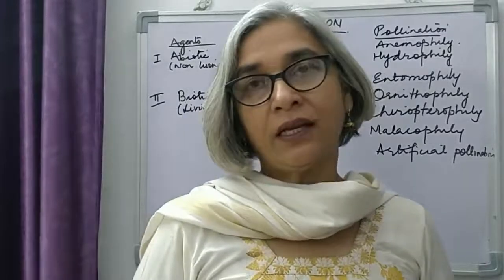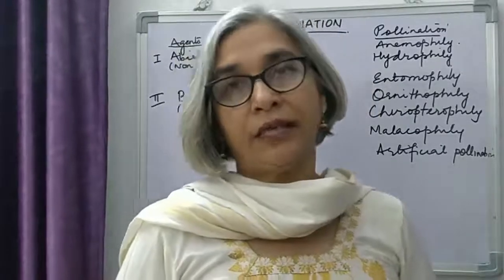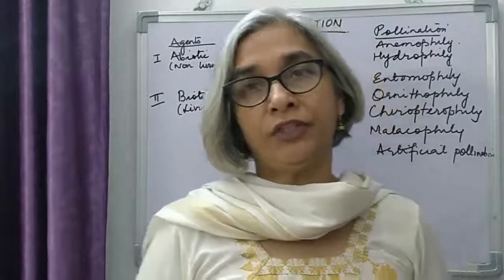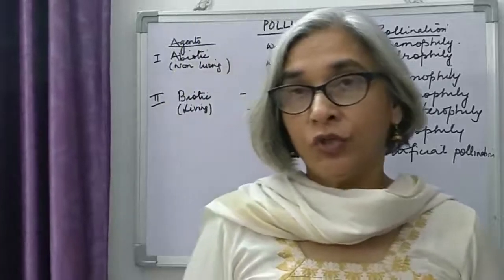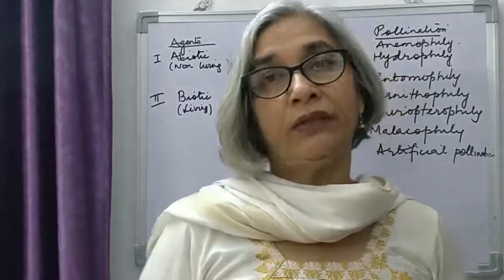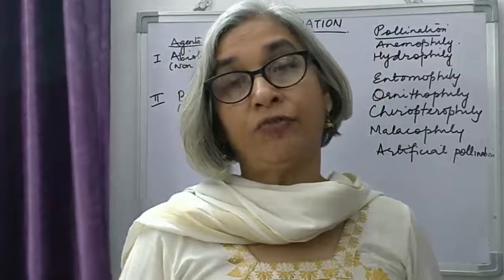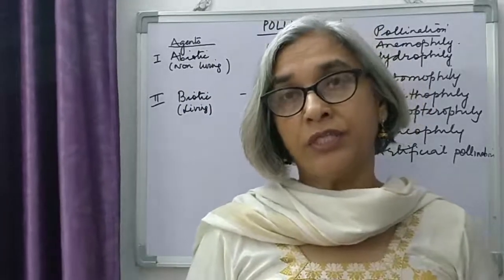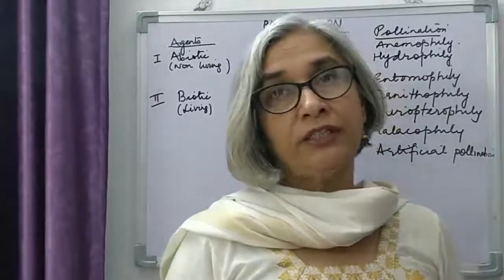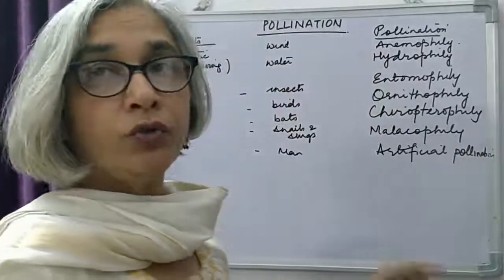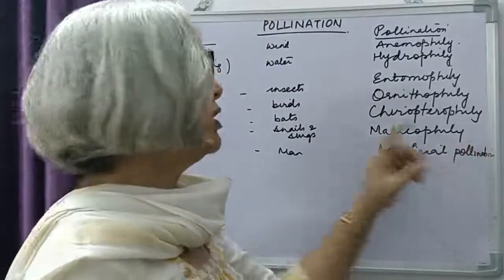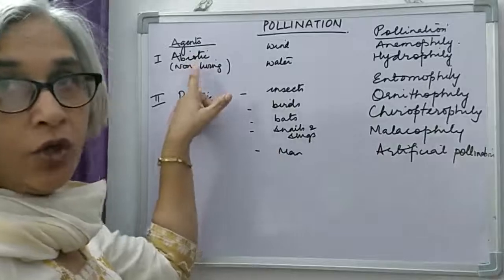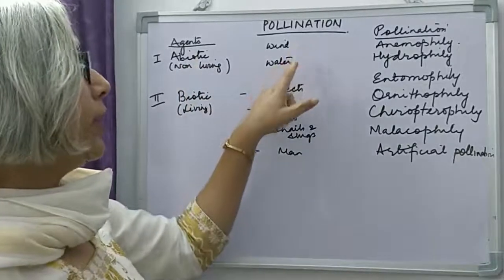Now in the last class we had discussed types of pollination and the agents involved in pollination, in cross pollination. So today I will be dealing with the agents and the types of pollination. Before I go into the detail of each kind of pollination, let us quickly go through the agents and the type of pollination. I had told you the agents can be abiotic, non-living, like wind and water.